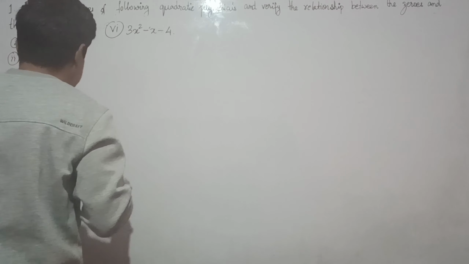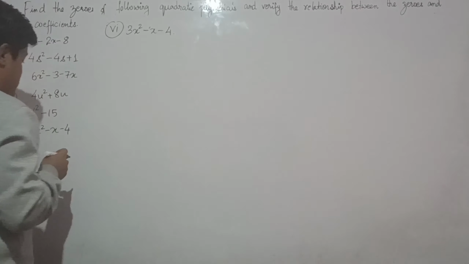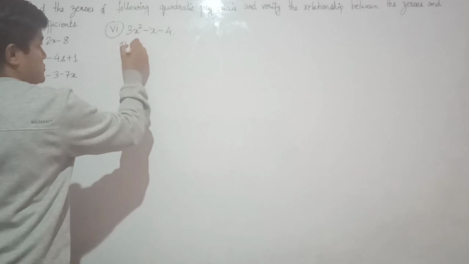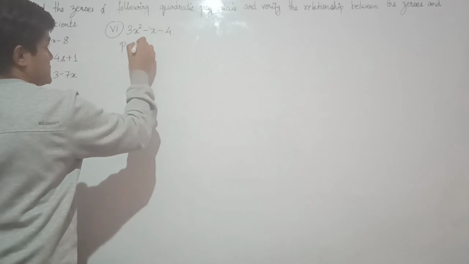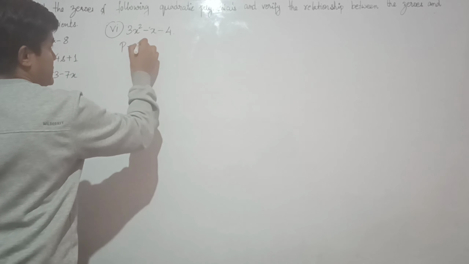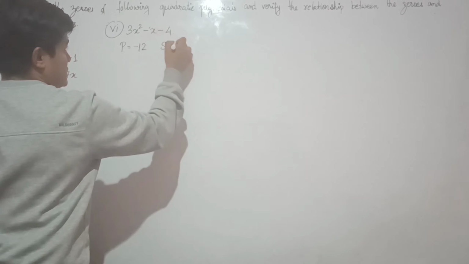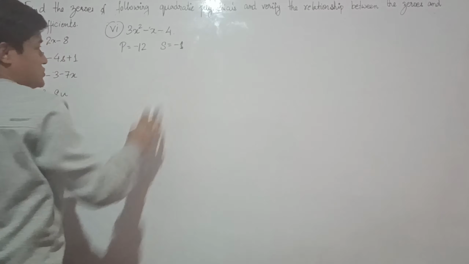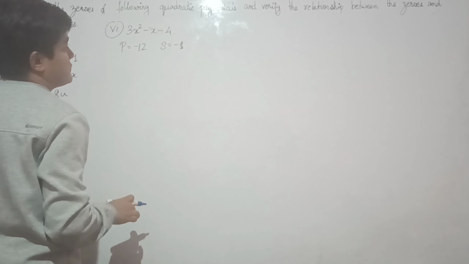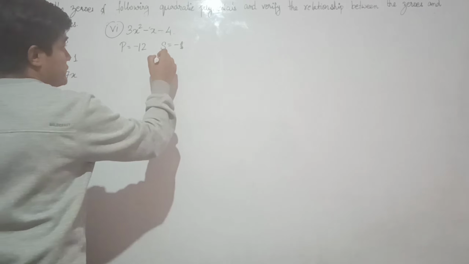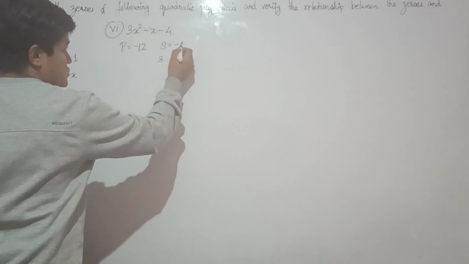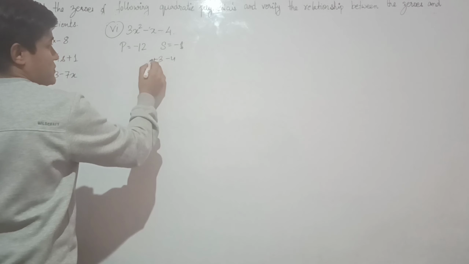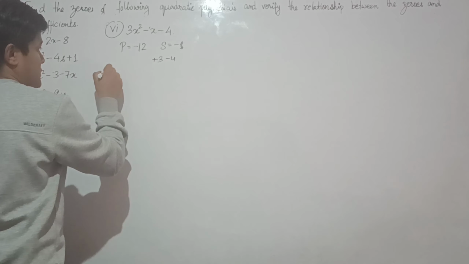Last, question number 6, 3x square minus x minus 4. So again, break the middle term, you should find the value of x. Product is here 3 times 4 is 12, minus 12, and sum is here minus x. So find two numbers which multiply to 12 and differ by 1. 3 and 4 are those numbers, with the difference 1, so put minus before the bigger one, so minus 4 and plus 3, the smaller one with plus.